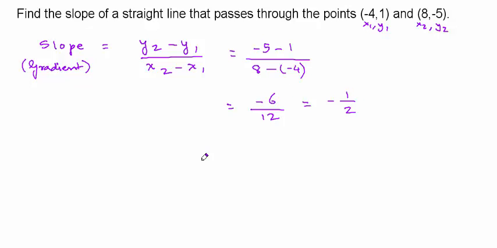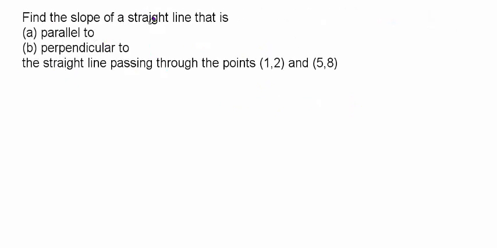Let's do another one. Find the slope of a straight line that is parallel to, and perpendicular to, the straight line passing through the points (1, 2) and (5, 8). So we need to find two slopes. One that is parallel to the straight line passing through these 2 points and one for a line that is perpendicular to the straight line passing through these 2 points.